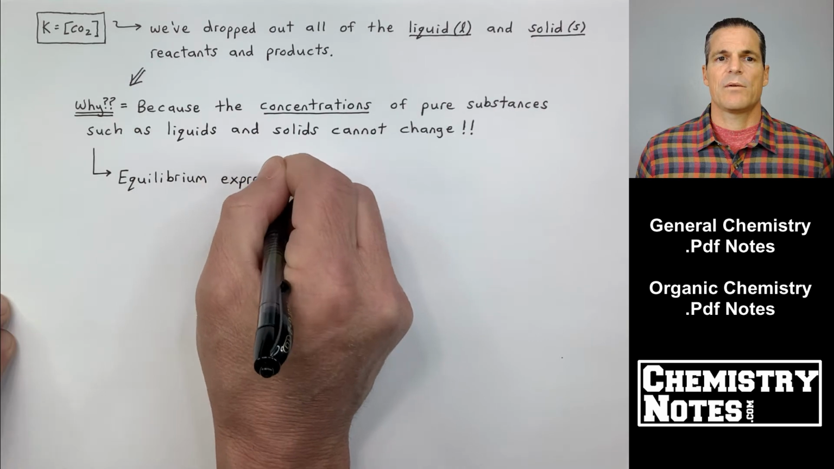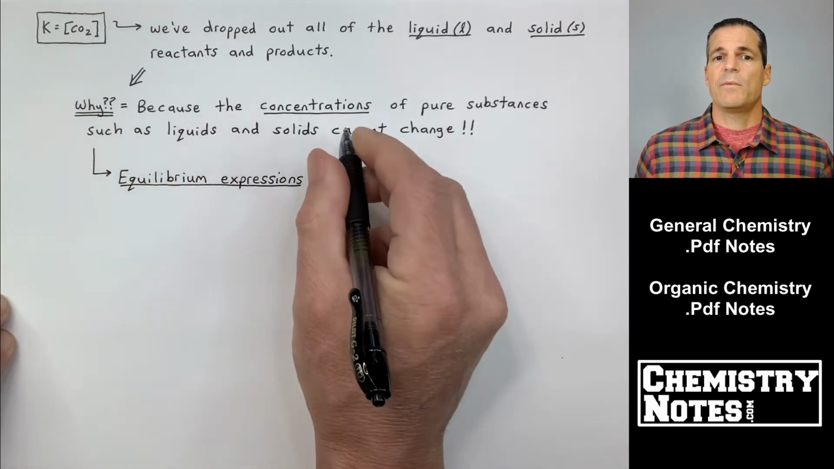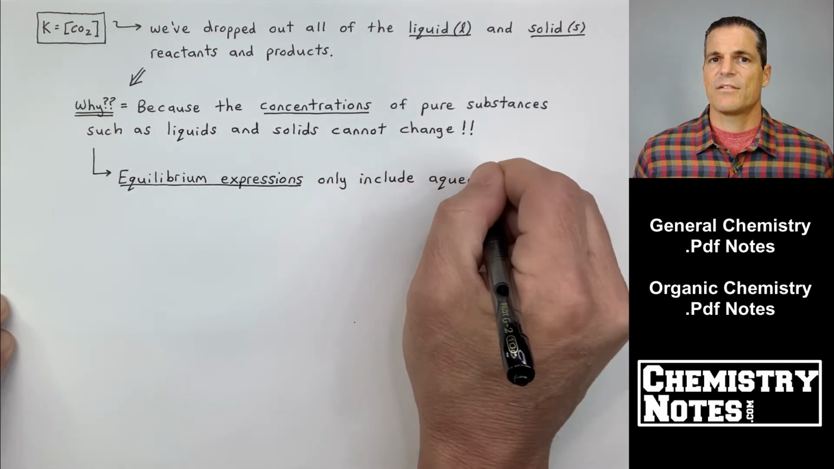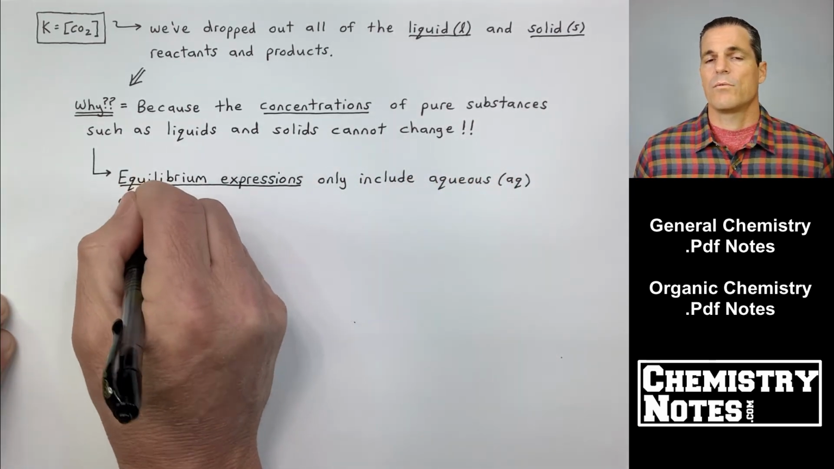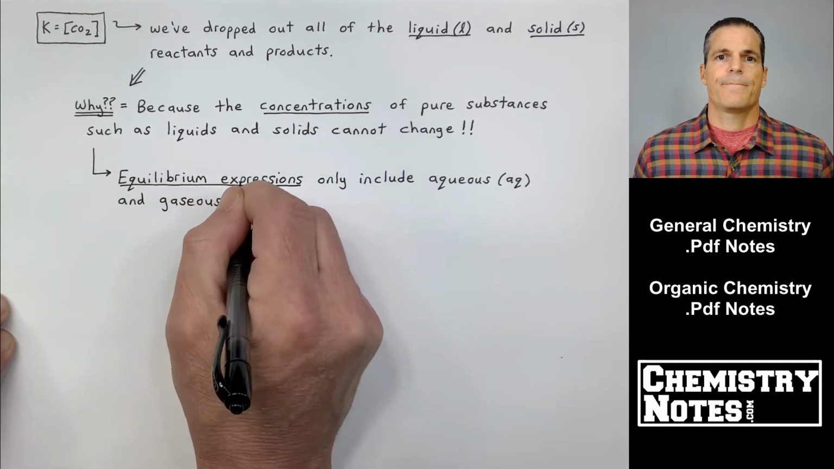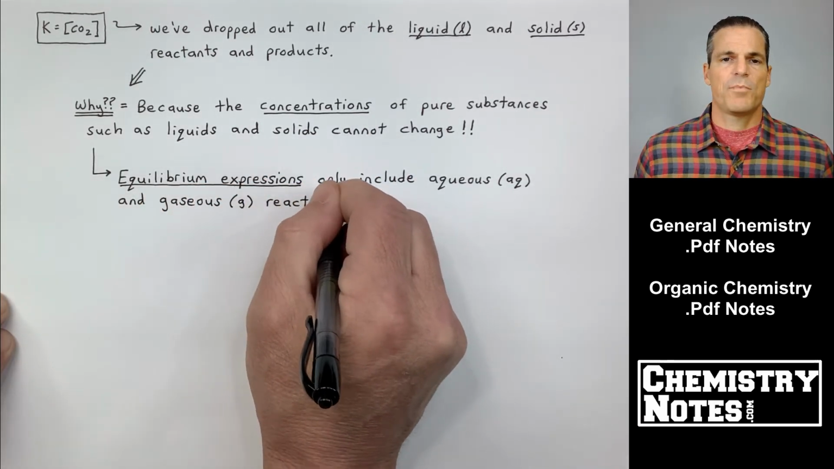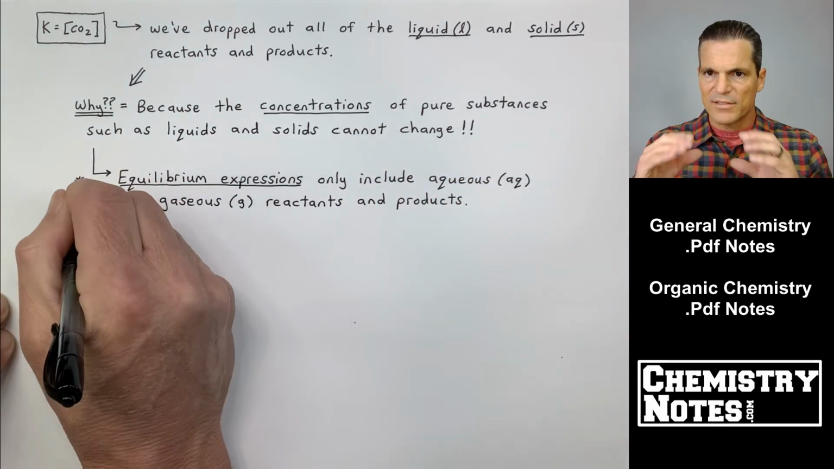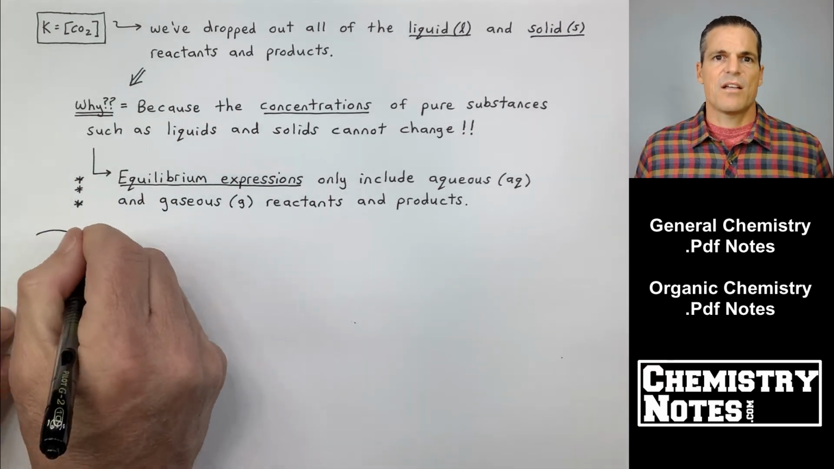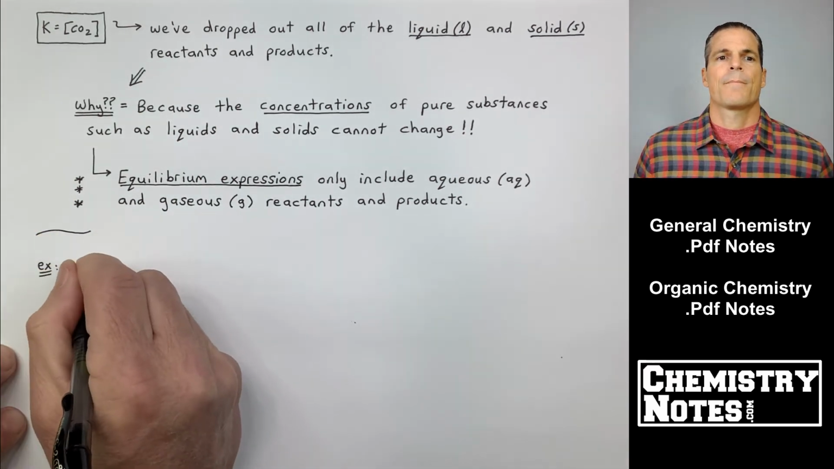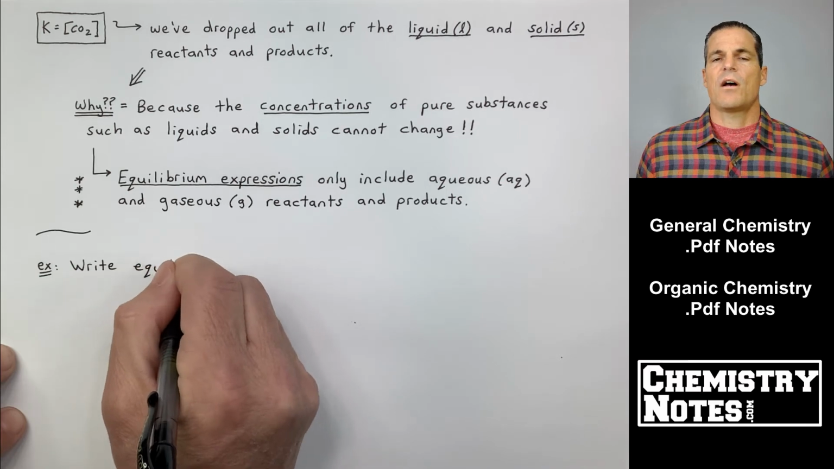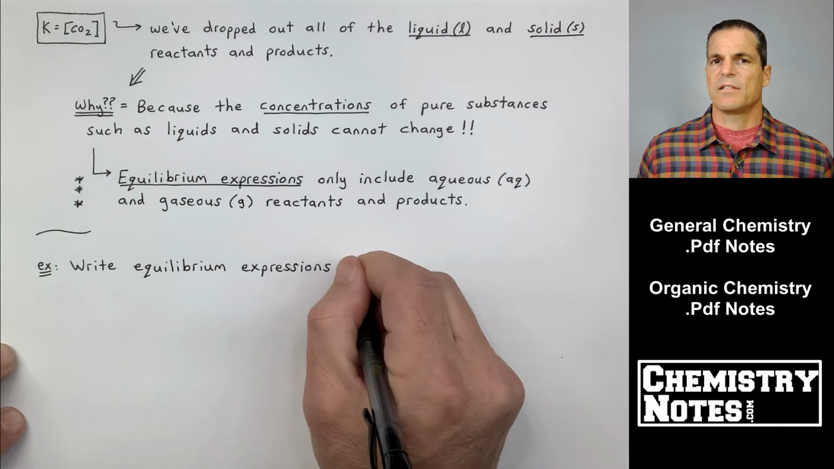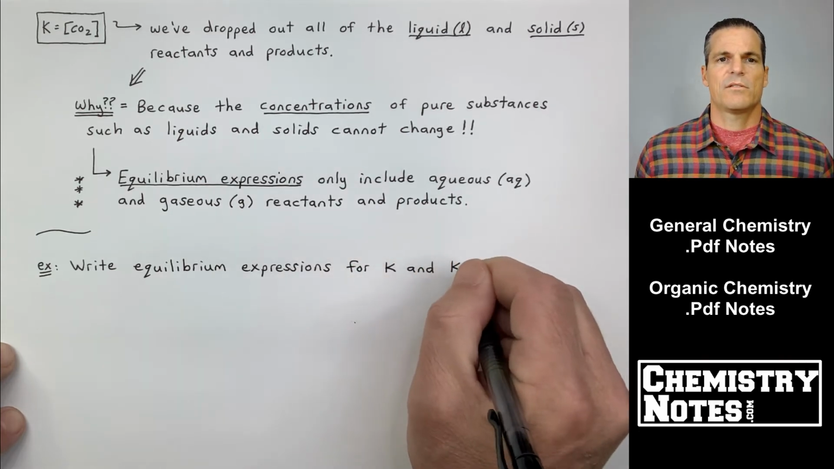Now, what does it say about equilibrium expressions? It says equilibrium expressions only include aqueous and gaseous components, meaning reactants or products. All right? So a solid is pure, it's compressed. A liquid is pure, it's compressed. They're not going to have any varying concentrations, okay? All right, 3 stars there. Equilibrium expressions only include aqueous and gaseous reactants and products, all right? All right, well, let's do some examples.